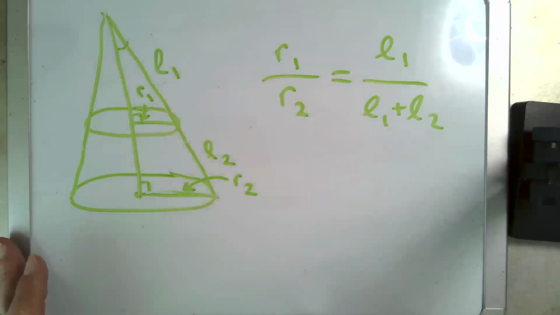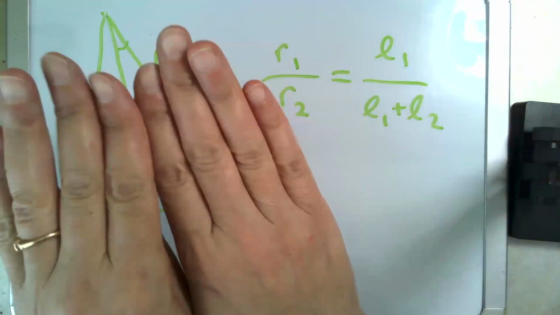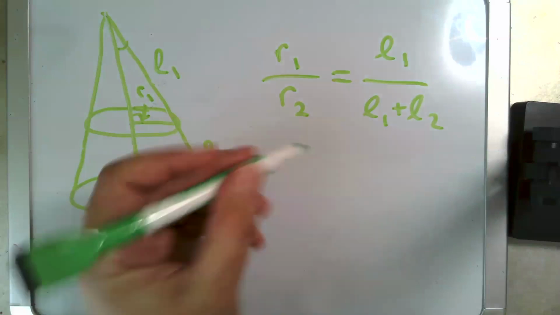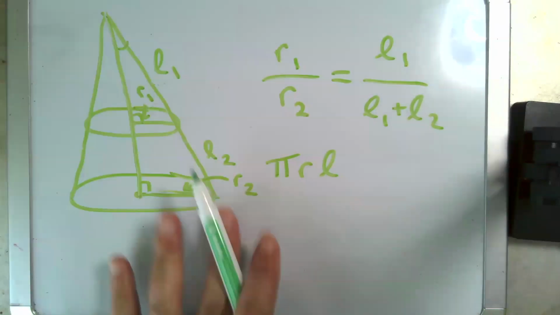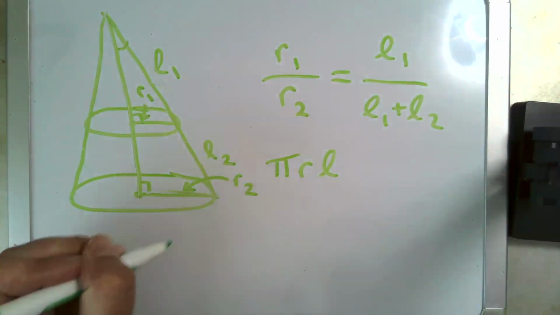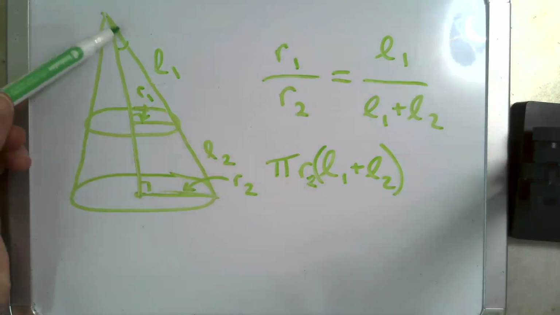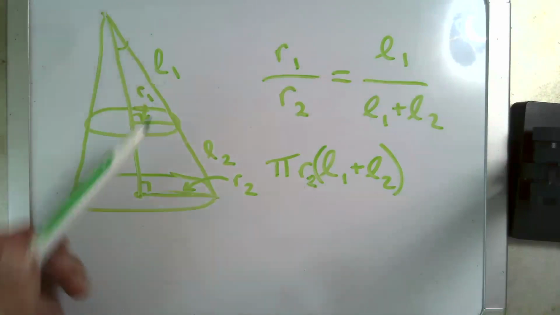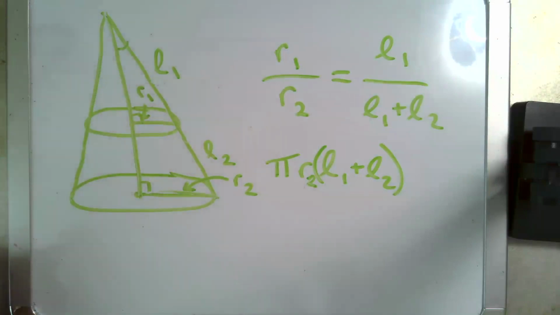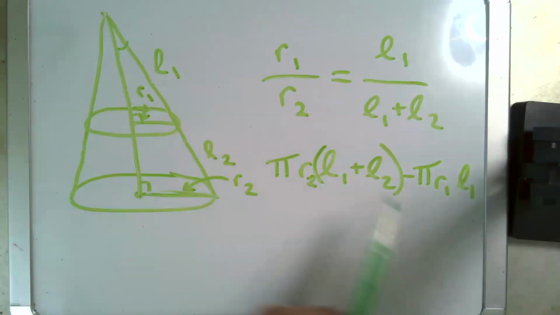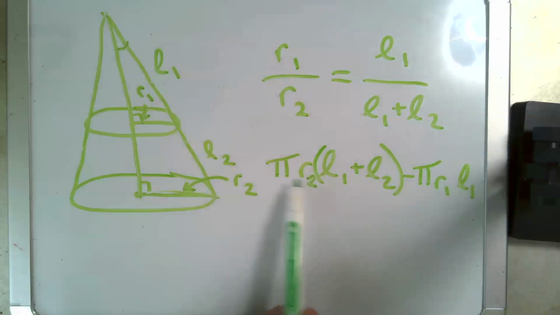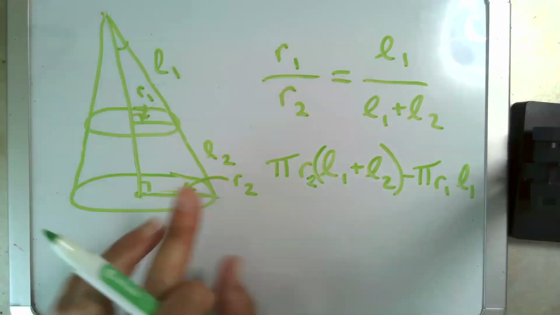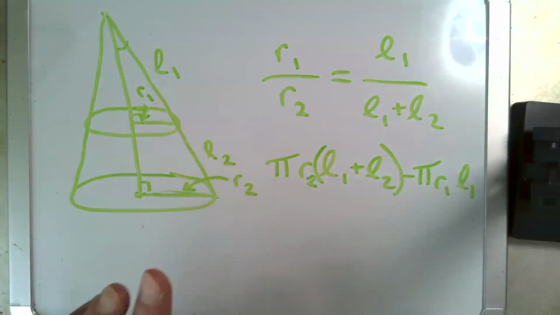Okay, so what I also know is that the formula to find the wallpaper of my cone is pi times the radius times the slant height. So for my big cone, that would be pi R2 times L1 plus L2. And then from that, I would need to subtract the wallpaper of the tiny cone. So that would be minus pi times R1 times L1. So that's the formula based on my method for the wallpaper, right? Big cone minus small cone wallpaper leaves us with frustum wallpaper.